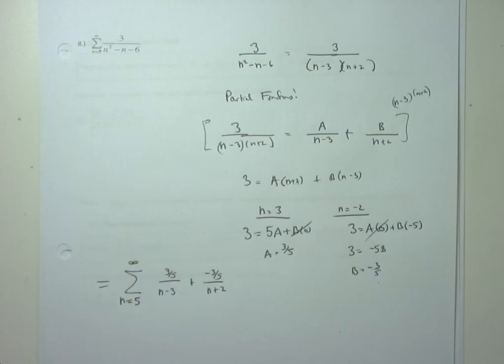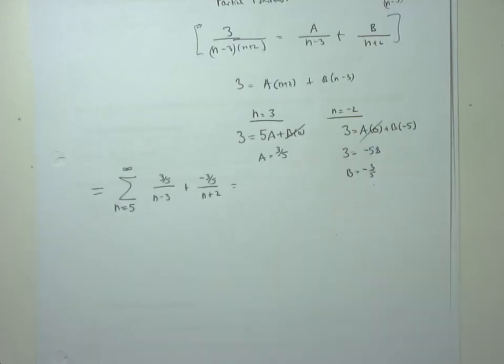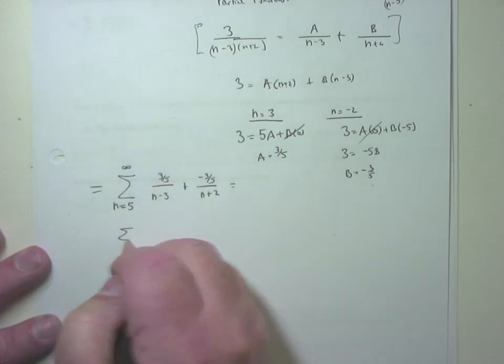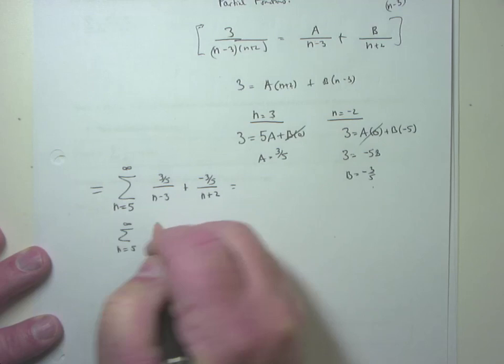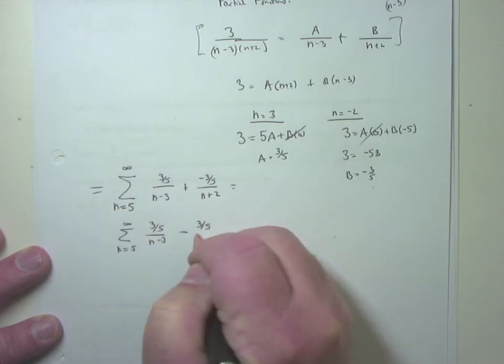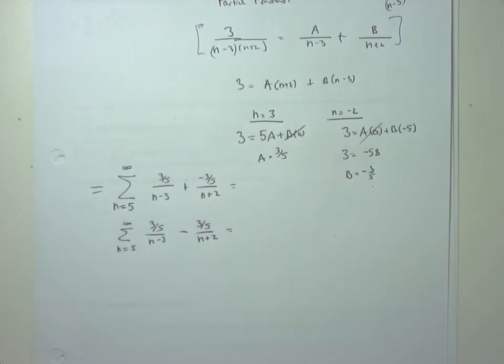Telescoping series always converges, but you've got to figure out what it's going to converge to. Question for you. All right, this is a pain, but how many terms do I need to write out? What is the difference in your denominators? You notice numerators are the same. Plus a negative makes it minus. The sum as n goes from 5 to infinity of 3/5 over n minus 3 minus 3/5 over n plus 2. What is the difference in your denominators? How many? 5. Double it. 10. Add one more. You got to write 11 numbers.